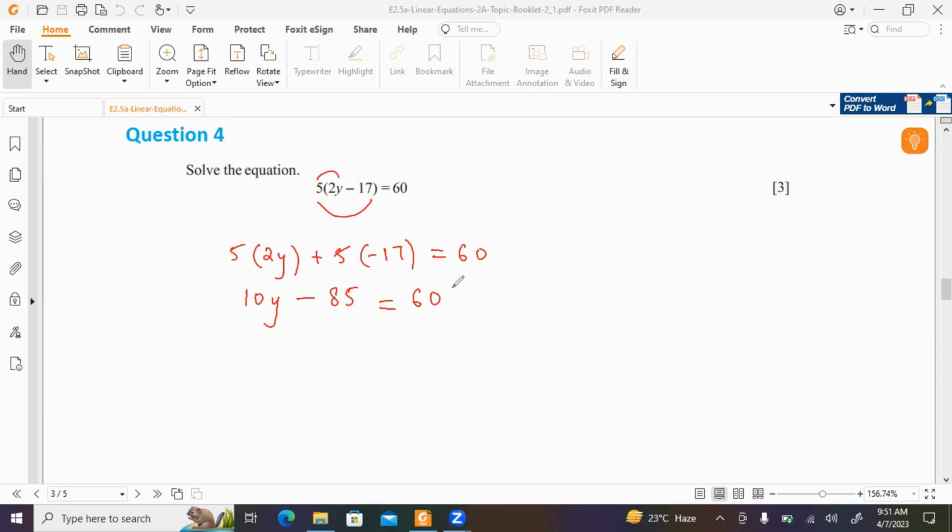We're going to take the negative 85 to the right-hand side because once again, we're collecting like terms. Since it's negative initially, on the other side, it's going to be positive. So 60 plus 85 is 145. y equals 145 divided by 10, which is basically 14.5.